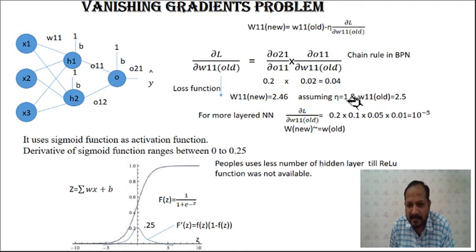And if you assume in this formula that this value is 0.04, eta, the learning rate, we are assuming 1, and W11 old is equal to 2.5, some value of the weight we are assuming. So with this, your value of W11 new will be the old, 2.5, minus 0.04, which equals 2.46. So the W11 new weight will be changed to 2.46 from the old weight of 2.5. So there is a very small change in the weight.